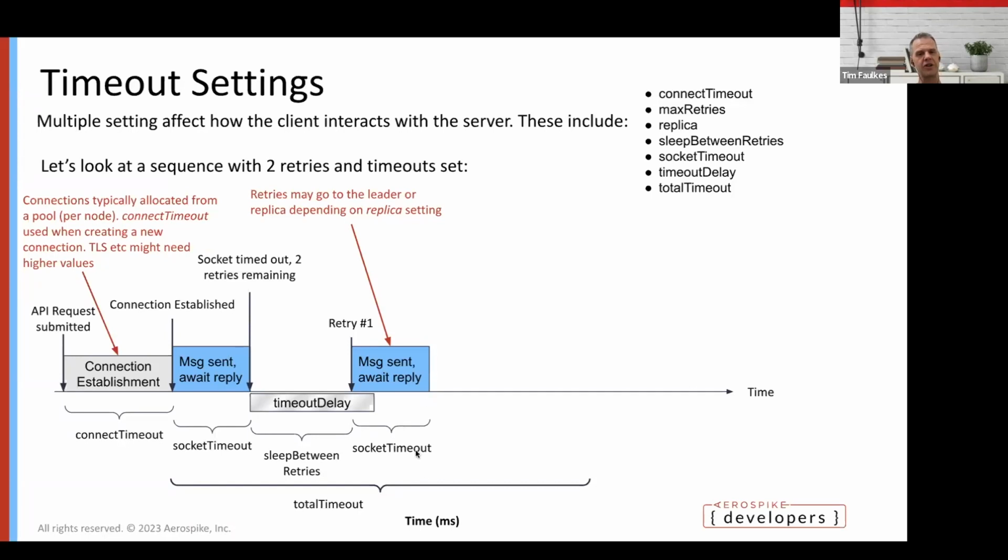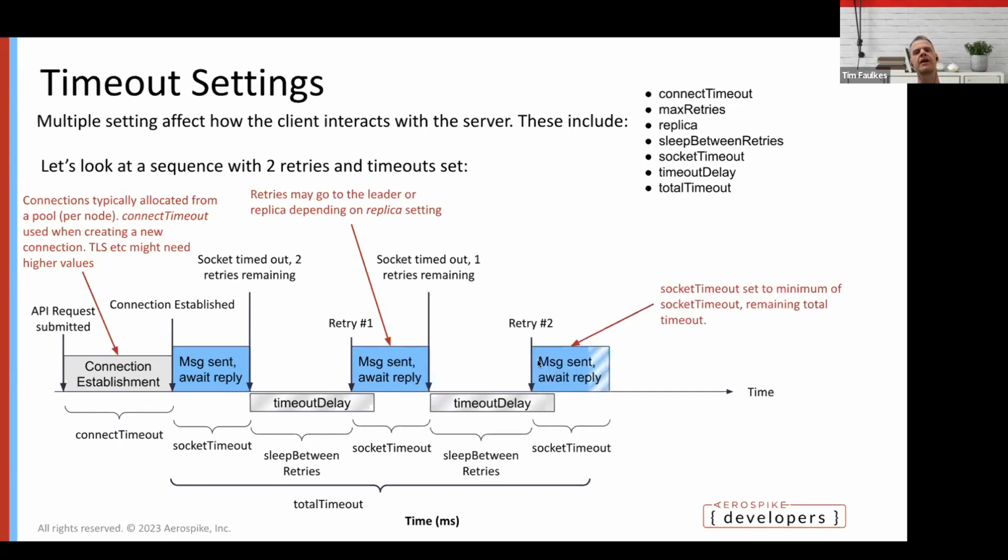Again, we will wait for that socket timeout to elapse. If that socket timeout elapses, we decrement the max retries, goes down to 1 remaining. And we wait for that sleep between retries. Our second retry comes in, and we put the message on the socket. Now, after this one would have finished, we would have said, we've got no more retries, we'll throw a timeout exception.